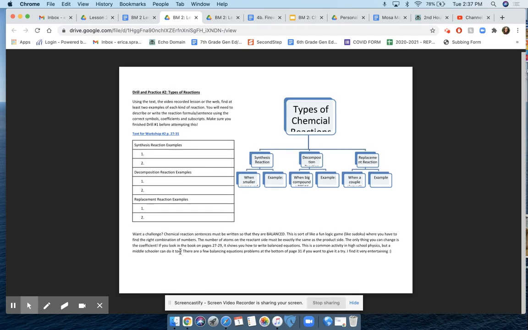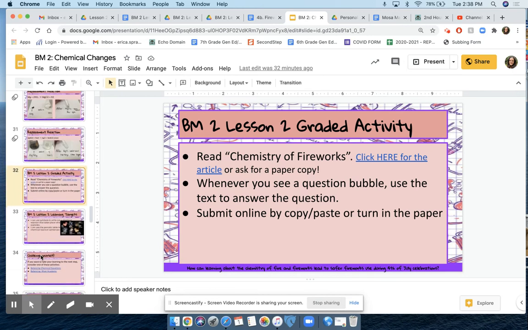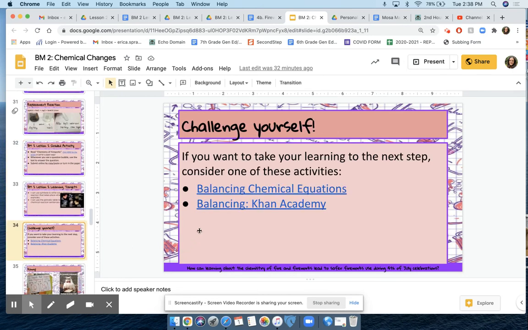Now, if this sort of thing really interests you, I used to teach how to balance and write chemical reaction sentences. And I put a little challenge in the slides and at the end of the graded assignment today. It reminds me a lot of Sudoku. I think it's a good exercise for your brain. So if you're ahead of schedule and you really want a challenge, go to the slides. The challenge is on, boom, slide number 34, balancing chemical equations.